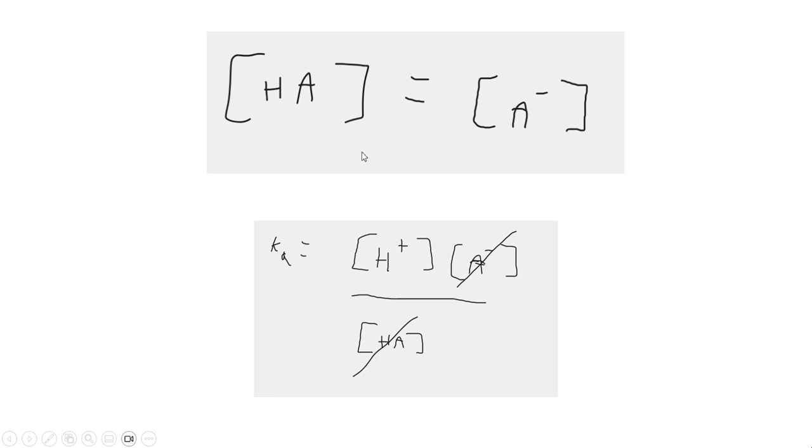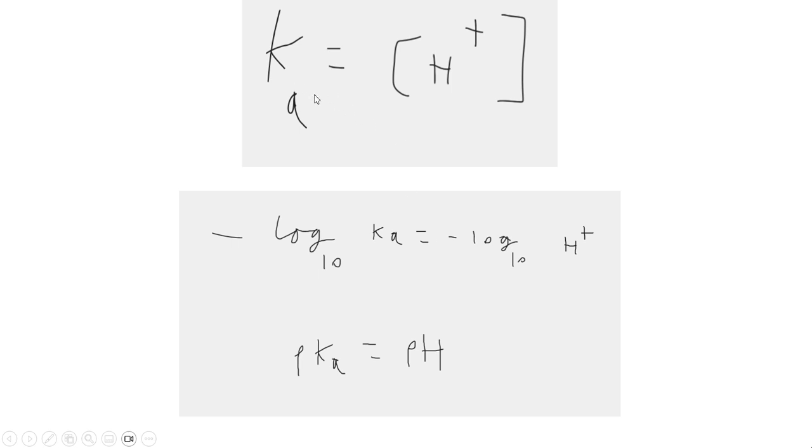If you think about it, HA is being broken up into A minus and H plus, and at this point, because half of the acid has been neutralized, half of HA has been turned into A minus. So therefore, I can say that the concentration of HA is equal to the concentration of A minus. So if you look at the Ka expression, because obviously it is product over reactant, A minus and HA cancel, because they both have the same concentration at that point. So therefore, Ka is just equal to H plus. So if Ka is equal to H plus here, I can just do minus log10 of both sides, and therefore minus log10 of Ka is pKa, and minus log10 of H plus is pH. So that's it, very simple.